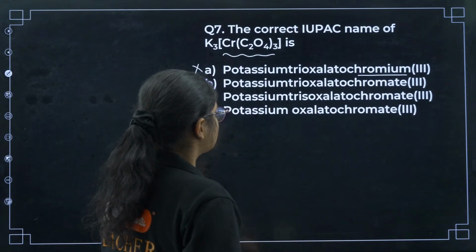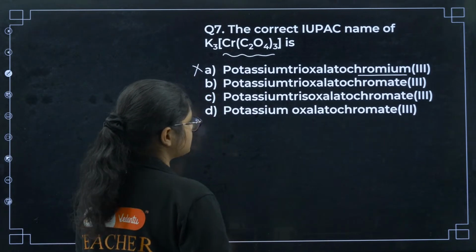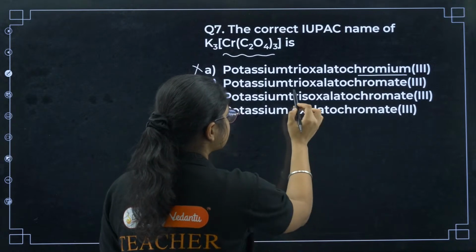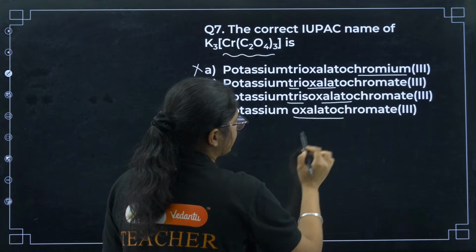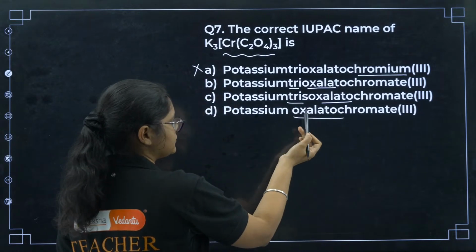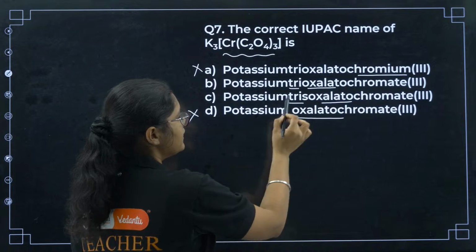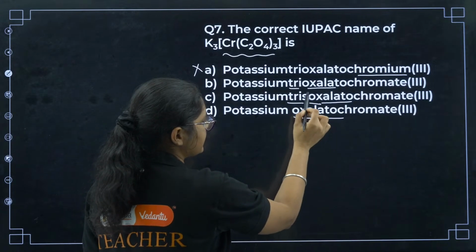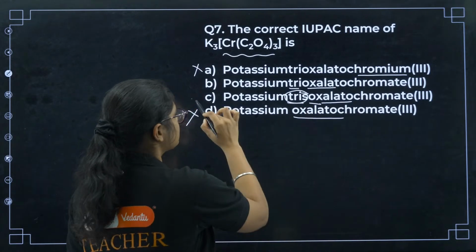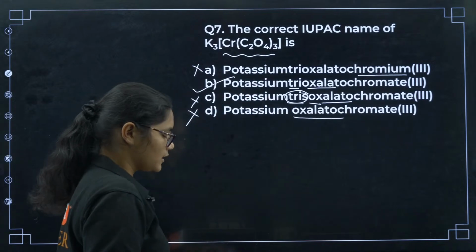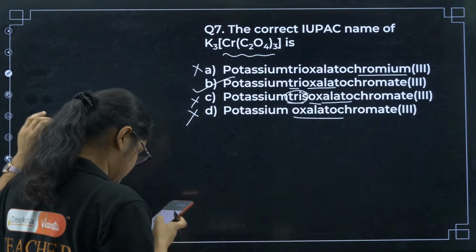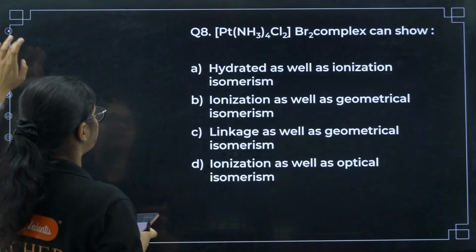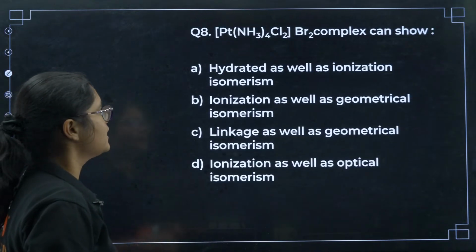Okay. Next, here we have the differences. We can see here it is given trioxalato, trisoxalato, oxalato. There is no tri mentioned. Tri has to be mentioned, so this is wrong. Then here in case of oxalato, tris is not used, so this also is wrong. So the correct answer has to be option number B. Yes, Pradeep has given the correct answer. All of you have given the correct answer. Very good. Let's move to the next question.